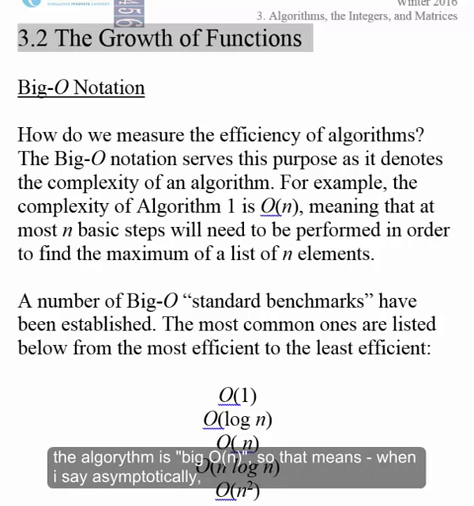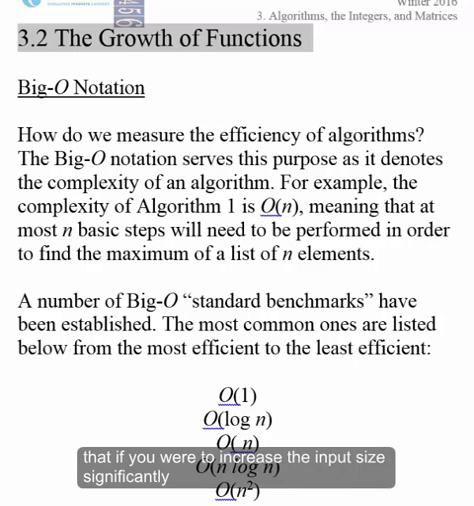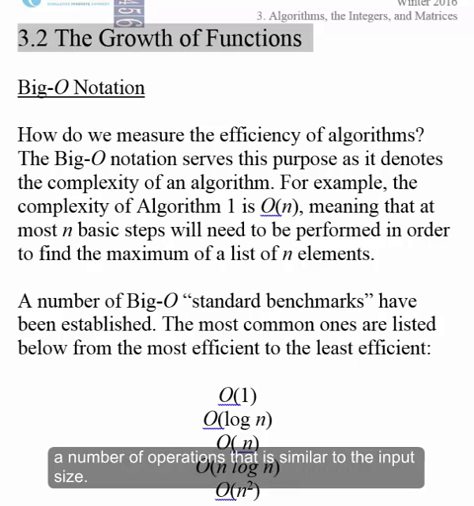So when I say asymptotically, and that's a word that, again, you will study in another course, for now, I will tell you that this means that if you were to increase the input size significantly, you have to perform a number of operations which is similar to the input size.